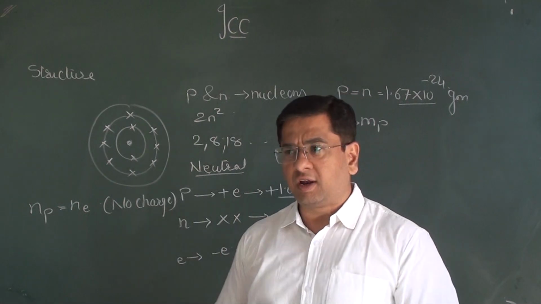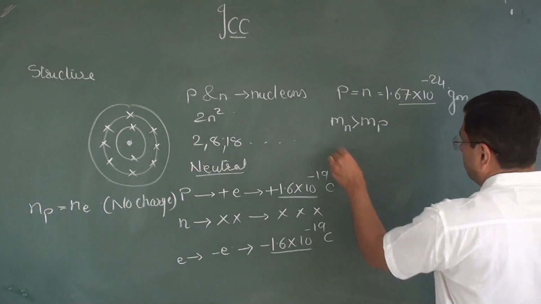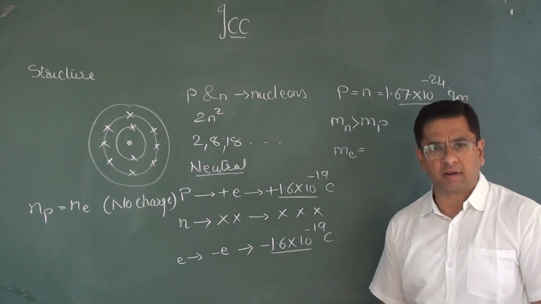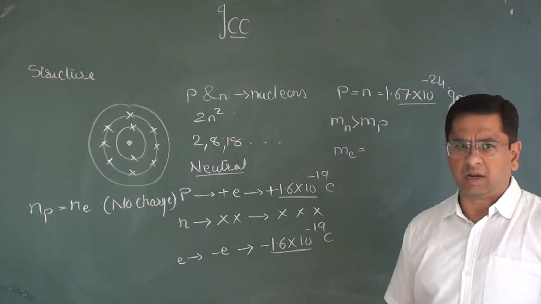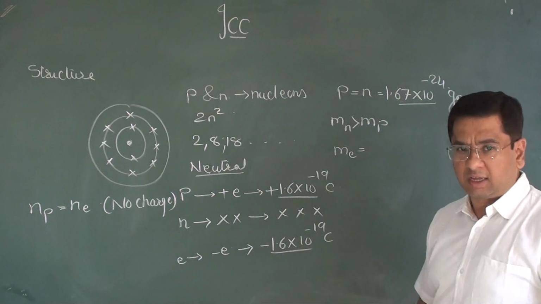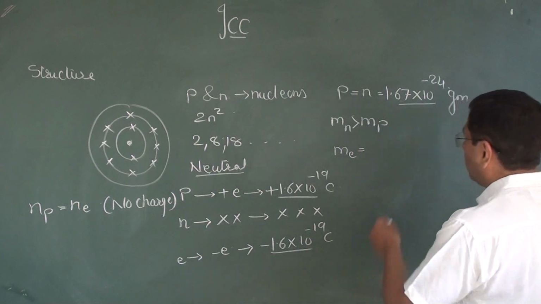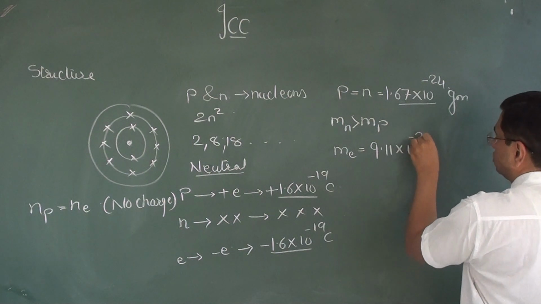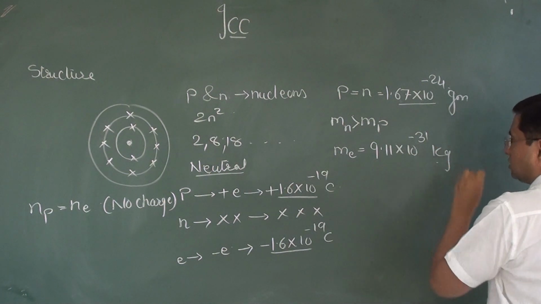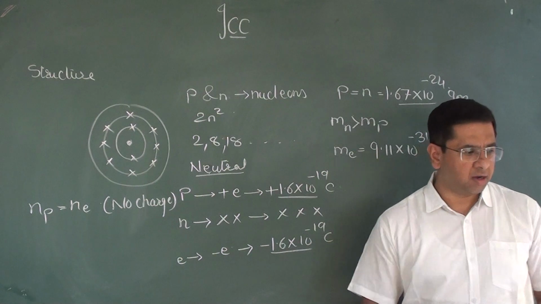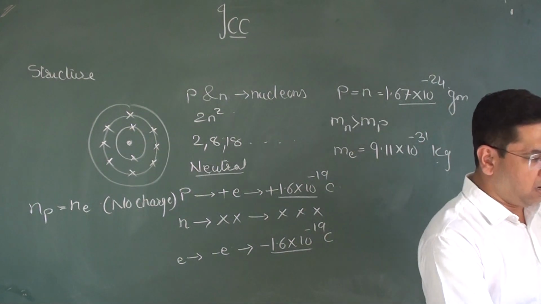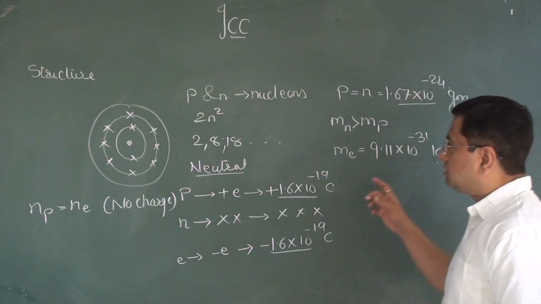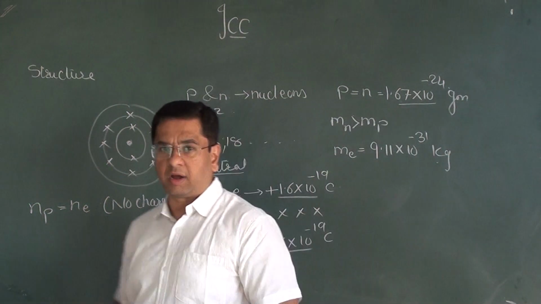What is the mass of an electron? So, the mass of an electron is extremely small. The mass of an electron is negligible as compared to this mass. But does it have mass? Of course it has. The mass of an electron is 9.11 into 10 raised to the power minus 31 kg. This is referred to as the extra nuclear part.